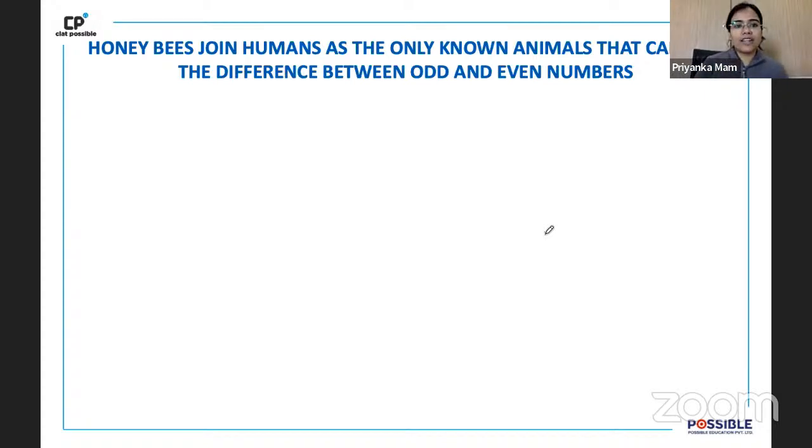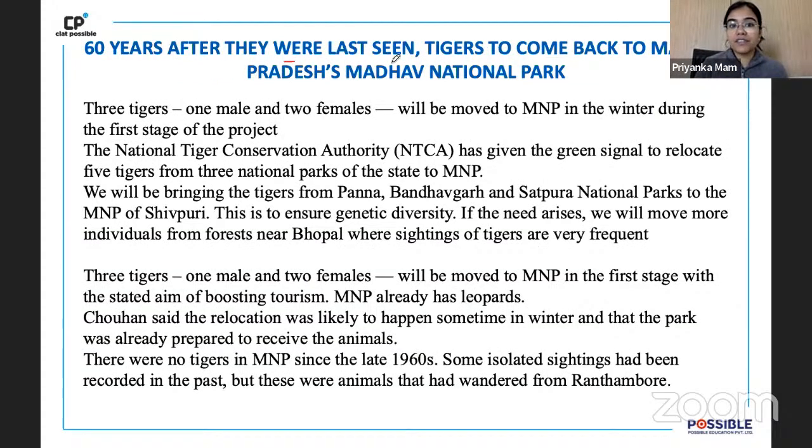ठीक है. All right. फिर आ गया 60 years after they were last seen, tigers to come back to Madhya Pradesh's Madhav National Park. So Madhav National Park हमने कल भी किया था. Do we remember माधव नेशनल पार्क के बारे में बात की थी, एक विलेज के बारे में बात की थी. Please go and revise that, okay? So we are basically, we don't have tigers in the Madhav national parks. We do have other species. So we are trying to bring them back to the Madhav National Park.